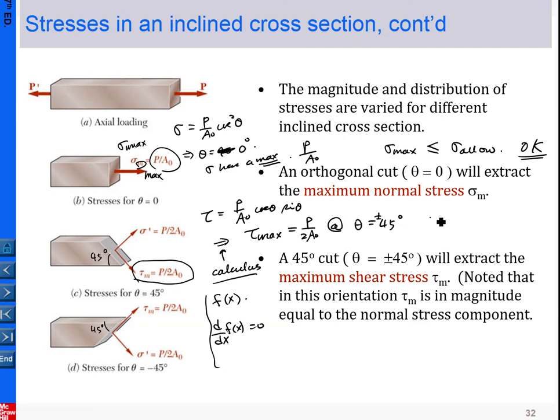And again, this is a maximum and equal to P divided by 2A naught. Whatever the allowable shear stress is, as long as you satisfy these requirements, then your design is okay. So that is it for this section.